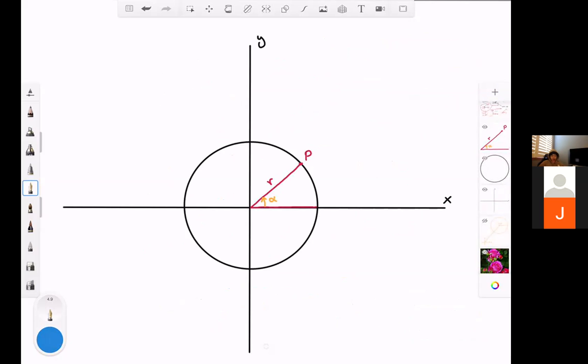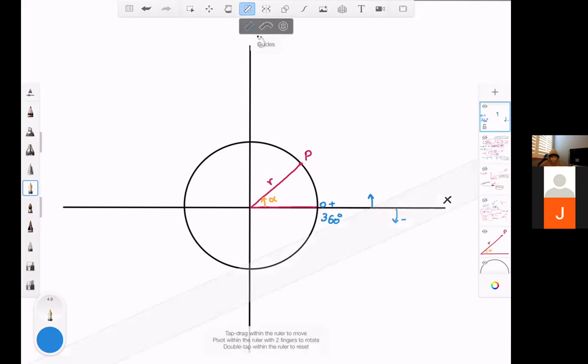We are here. So this is alpha. We're going to go this direction, which is positive, and the other direction will be negative. If we go one revolution, it will be 360 degrees. So from 0, we go to 360 degrees. What does it mean? Why is it 360 degrees?